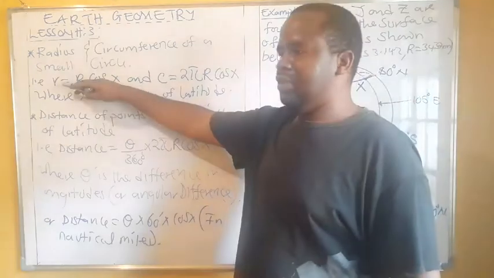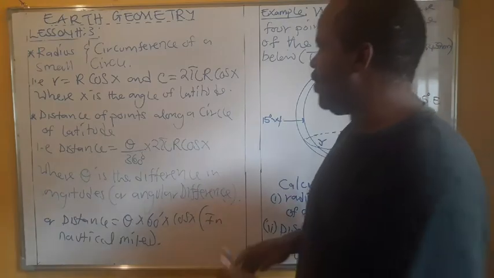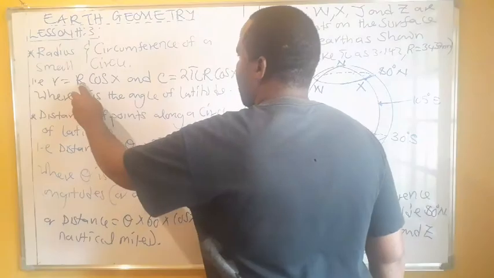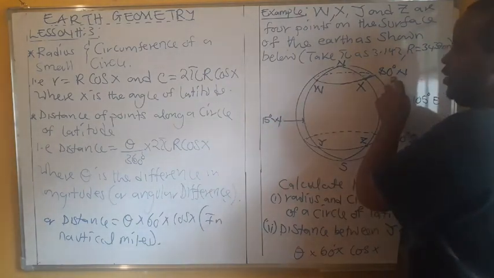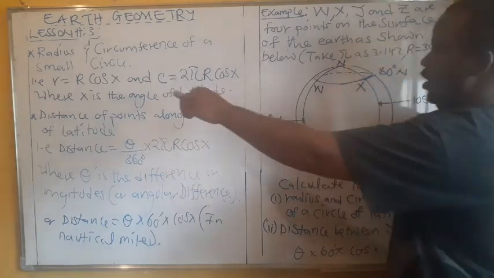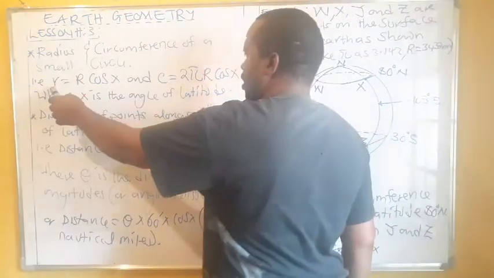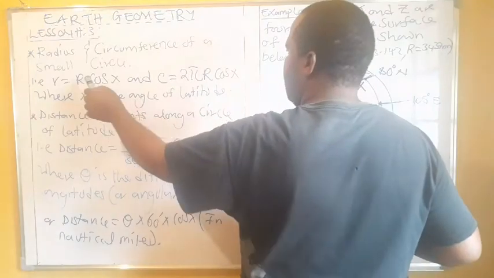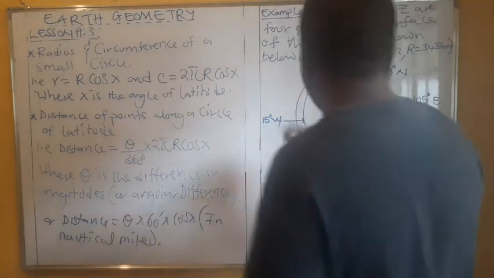So for us to find the radius of a small circle, we'll use this approach. Of course, we are not interested in how to derive this. So I say the radius of a small circle is given by capital R cos x, where x is the angle of latitude. If I want to find the radius of this circle, my x in this case will be 80 degrees. This capital R is already defined, that's the radius of the earth. So the radius of a small circle, maybe for this one, will be capital R cos x.